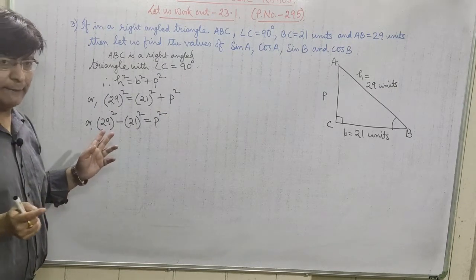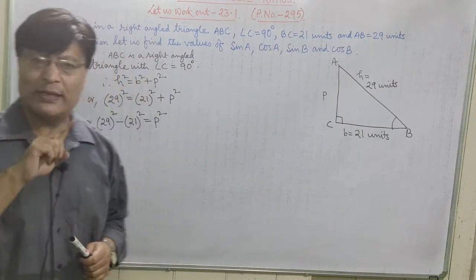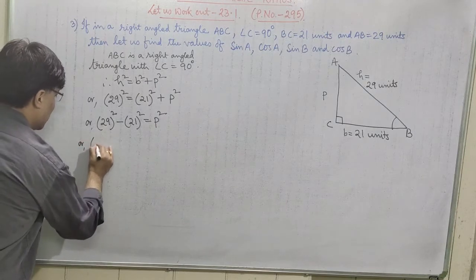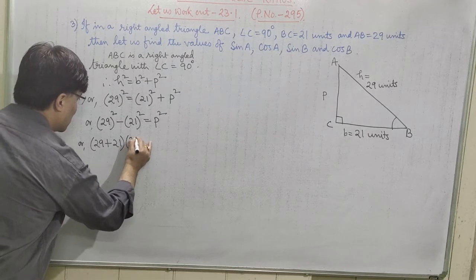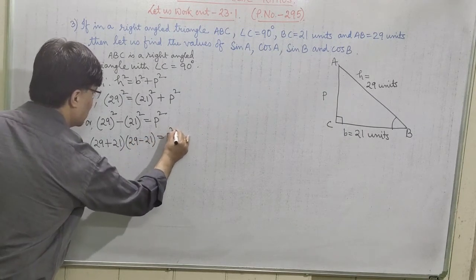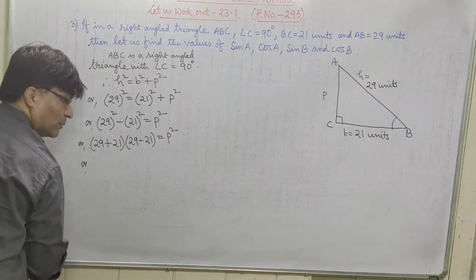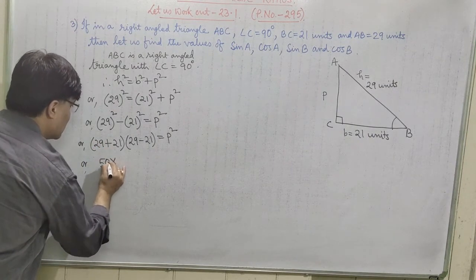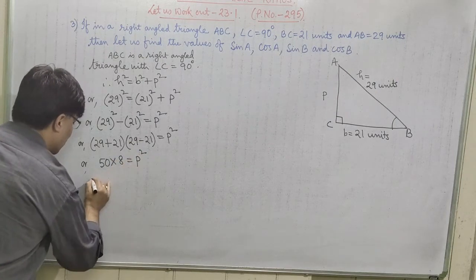And you know this formula, a square minus b square. What is a square minus b square? A plus b into a minus b. You know that, isn't it? So 29 plus 21 is a plus b, into 29 minus 21 is a minus b, which is equal to p square. Okay. So what is 29 plus 21? It is 50. 50 into what is 29 minus 21? That is 8, which is equal to p square.